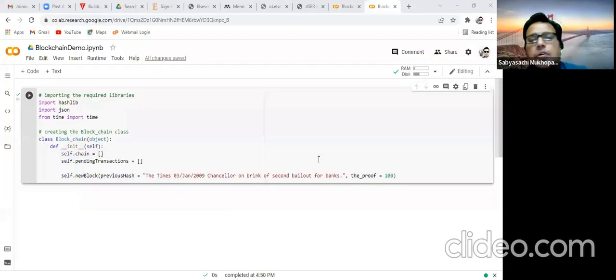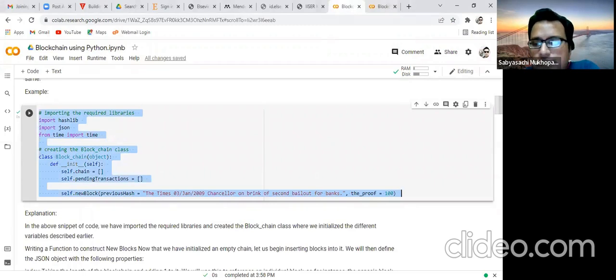So I believe that all of you will be able to run it successfully. So what we will do now, we will move to the next portion a bit. Now we are going to discuss the explanation portion. Okay, so in the explanation portion, we have seen that in the above snippet of the code, you can see the explanation is also given there.